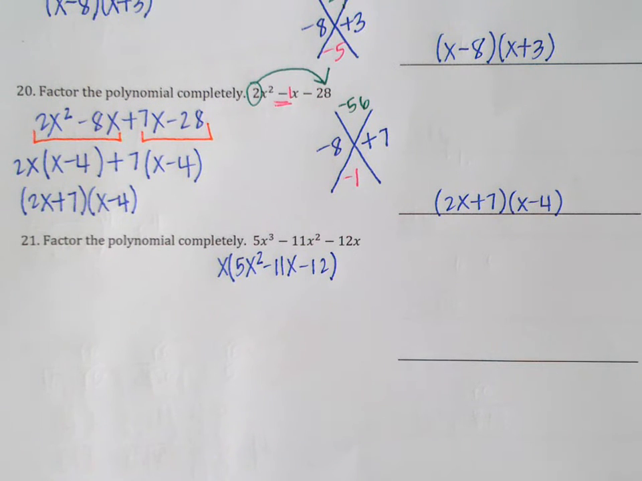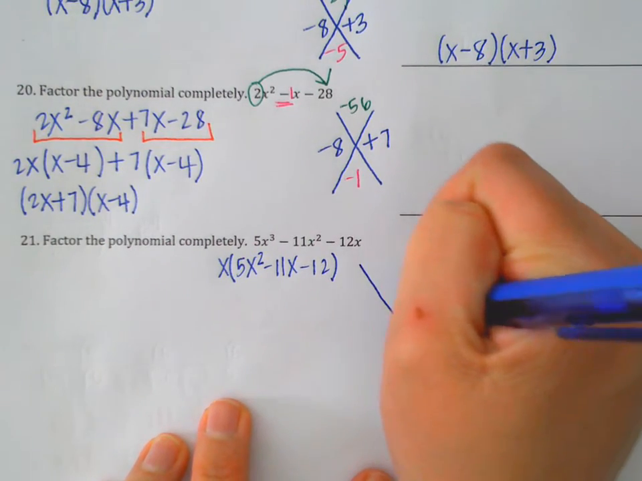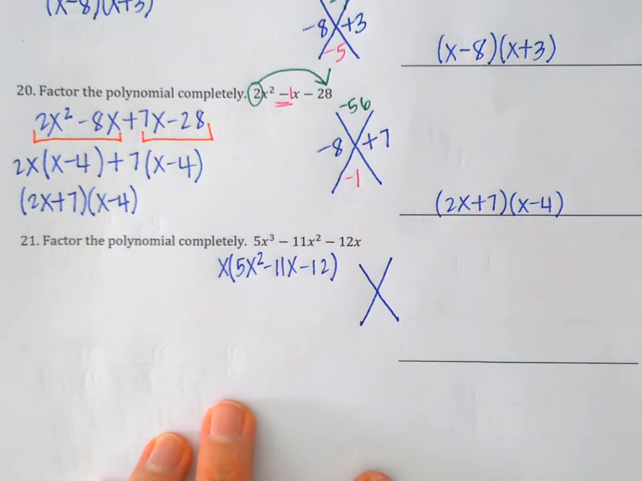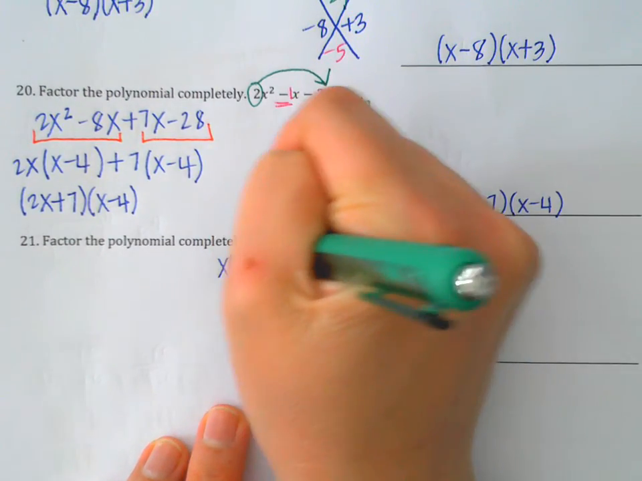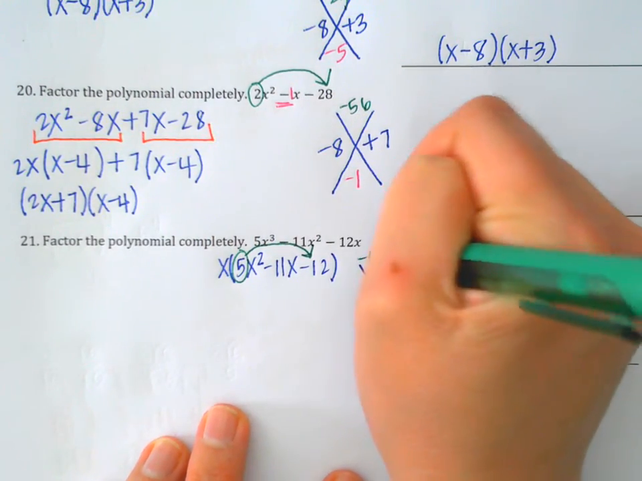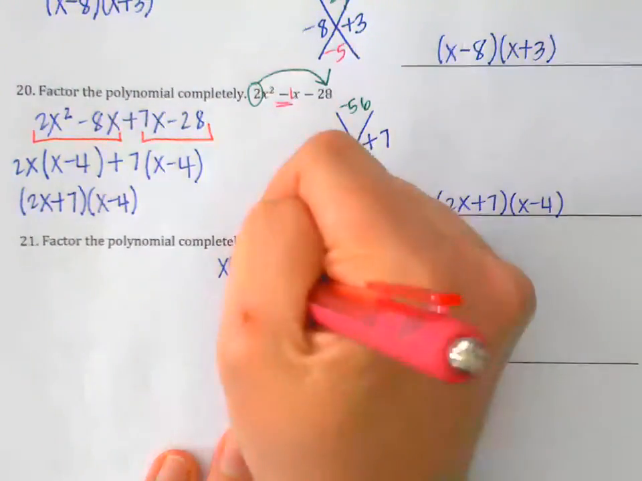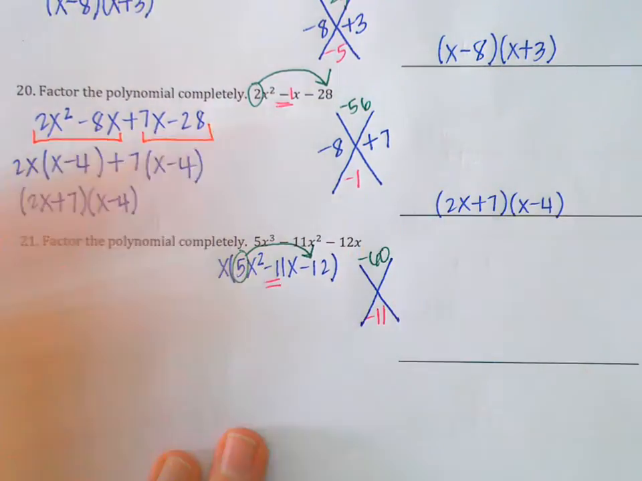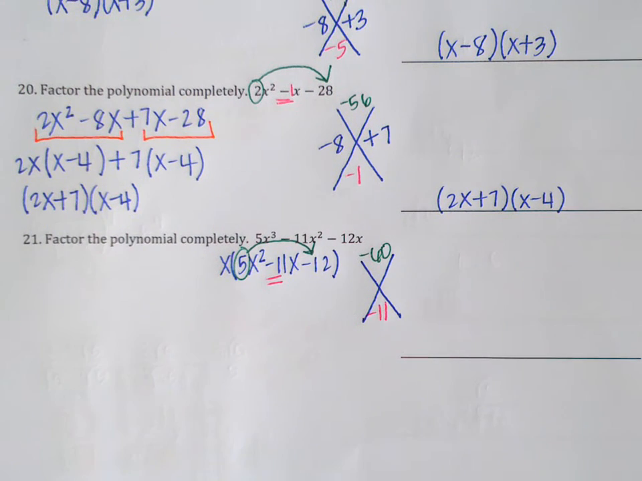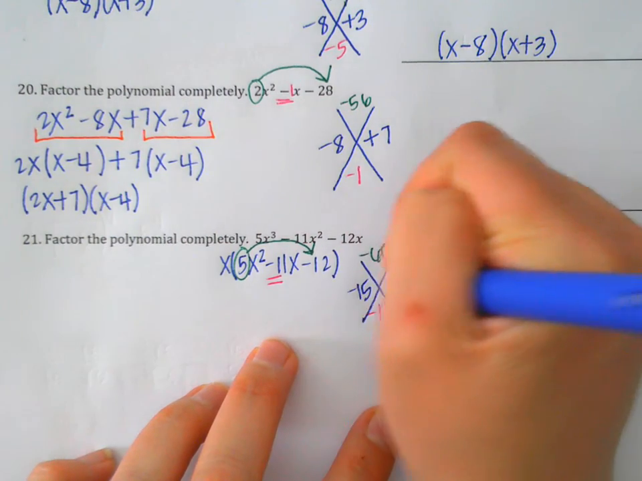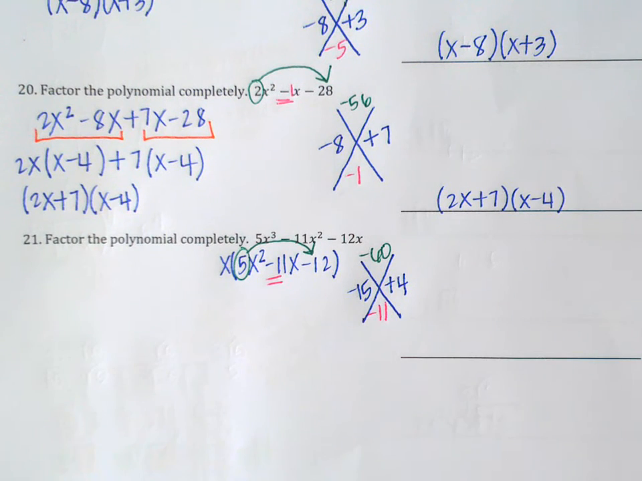Then I look at what's left inside the parentheses, and I see it's 3 terms, and I think, can I factor that? And I can use the x method just like I have up above and go from there. 5 times negative 12 is negative 60, and then my b term is negative 11. So I'm thinking, what two numbers multiply together to get me negative 60 and add to get me negative 11? Well, it's negative 15 and positive 4.